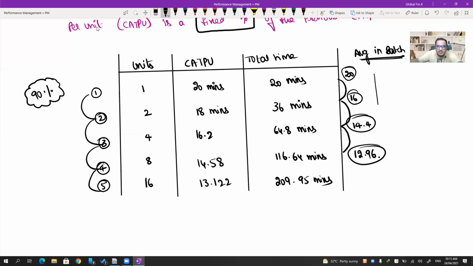If you see, this is coming down very fast. This is coming down, but this is slower. This is coming down very fast. See, this is the average of that particular batch. This is the total average, the cumulative average time per unit, including the first batches. That's why this is a little bit slower.